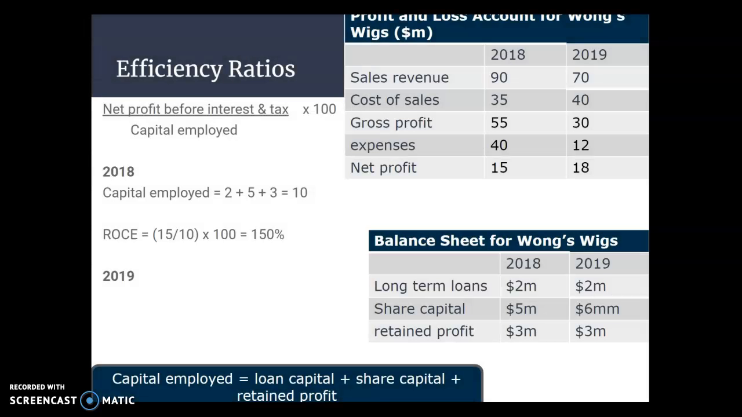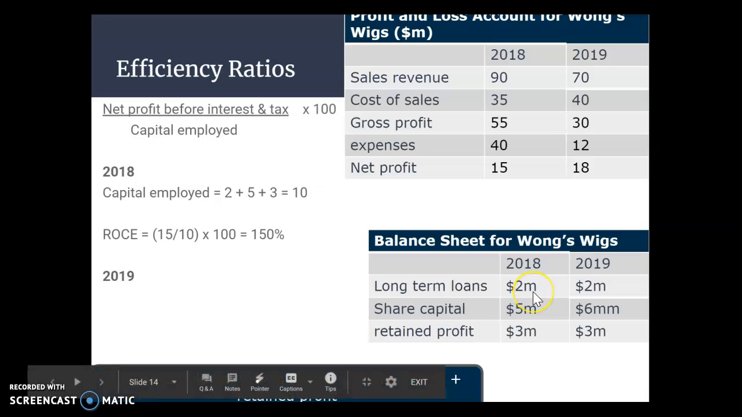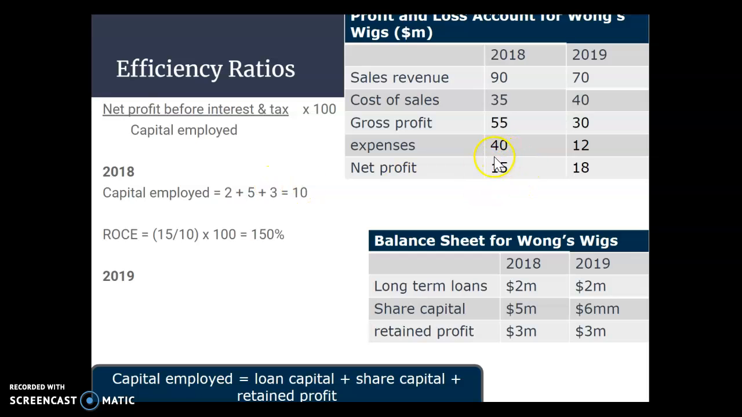So I've calculated it for Wong's Wigs for 2018. So calculated capital employed, 2 plus 5 plus 3 is 10 to get my capital employed. The net profit is 15 divided by that 10 times by 100 is 150%. So I show my working, and I've put a nice little percentage symbol on the end of this. Okay, now you work it out for 2019.